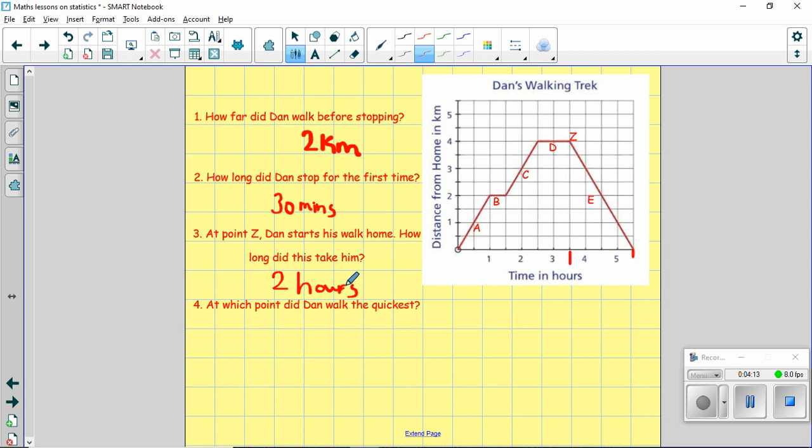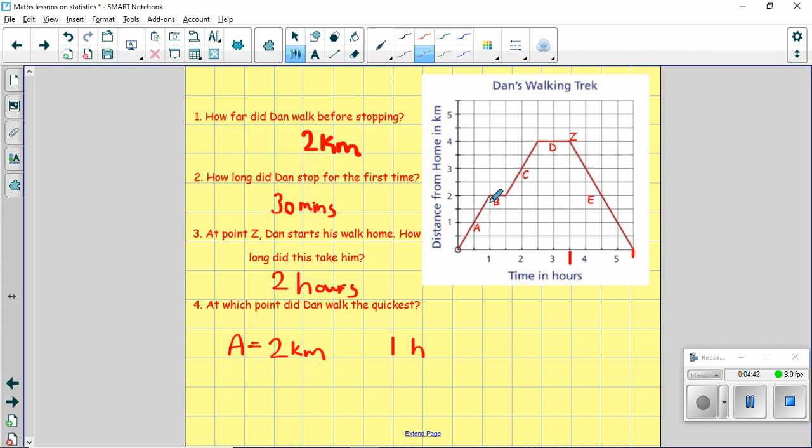That's an hour there. And number 4, at which point did Dan walk the quickest? So we've got to have a look now. So A, he has travelled from 0 to 2 kilometres in 1 hour. So you might write that down. So A is 2 kilometres in 1. I'm going to put 1H to make it quicker.